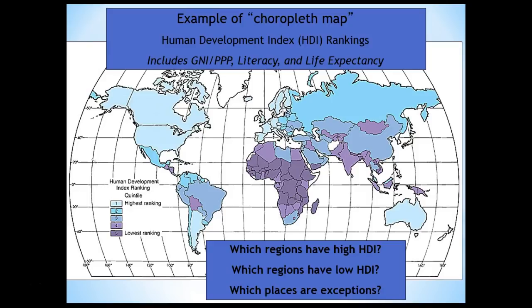And then, of course, that should always lead to questions. Why do some places have a high HDI? Why do some have low? Which places are exceptions to expectations? So those are some things that we should always be thinking about when we're looking at maps, asking those particular questions.